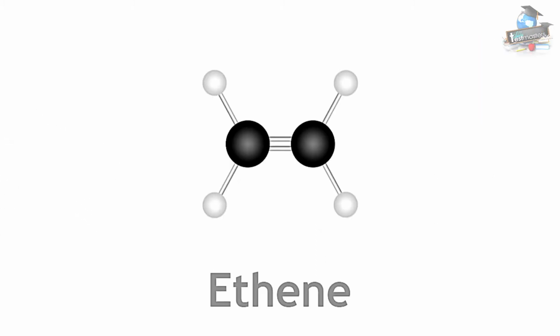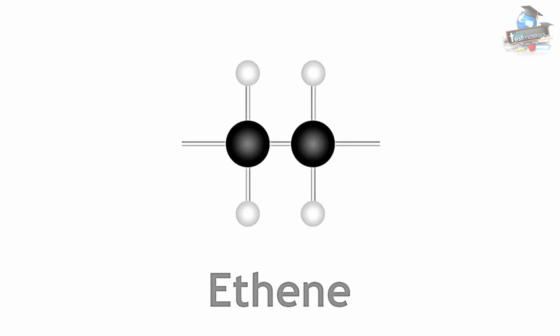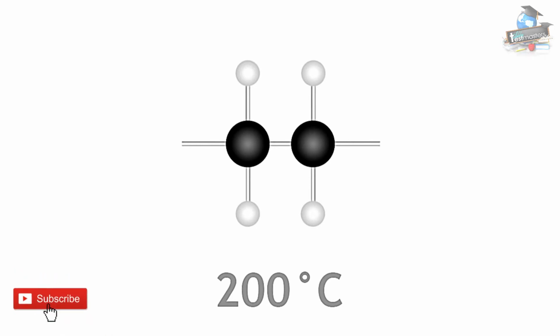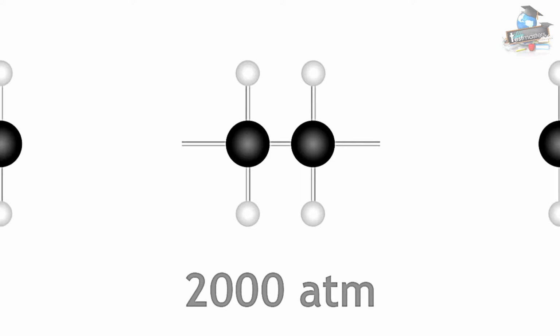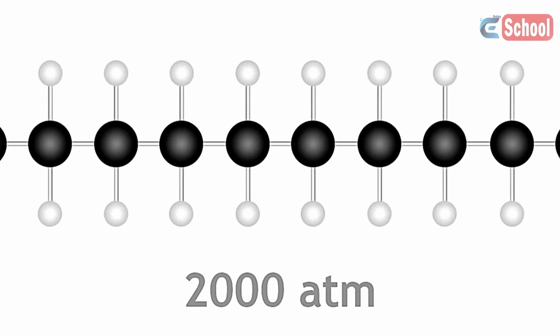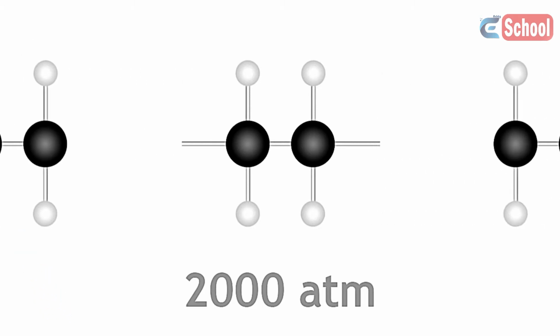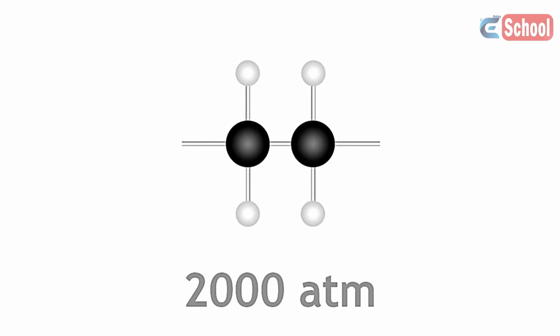Ethene is an alkene with two carbon atoms joined by a double covalent bond. Polymerization occurs when this double bond breaks at a temperature of around 200 degrees C and a very high pressure of 2000 atmospheres. When the double bond breaks, adjacent molecules link together to form very long molecules of this repeating unit. The repeating unit is known as the monomer.